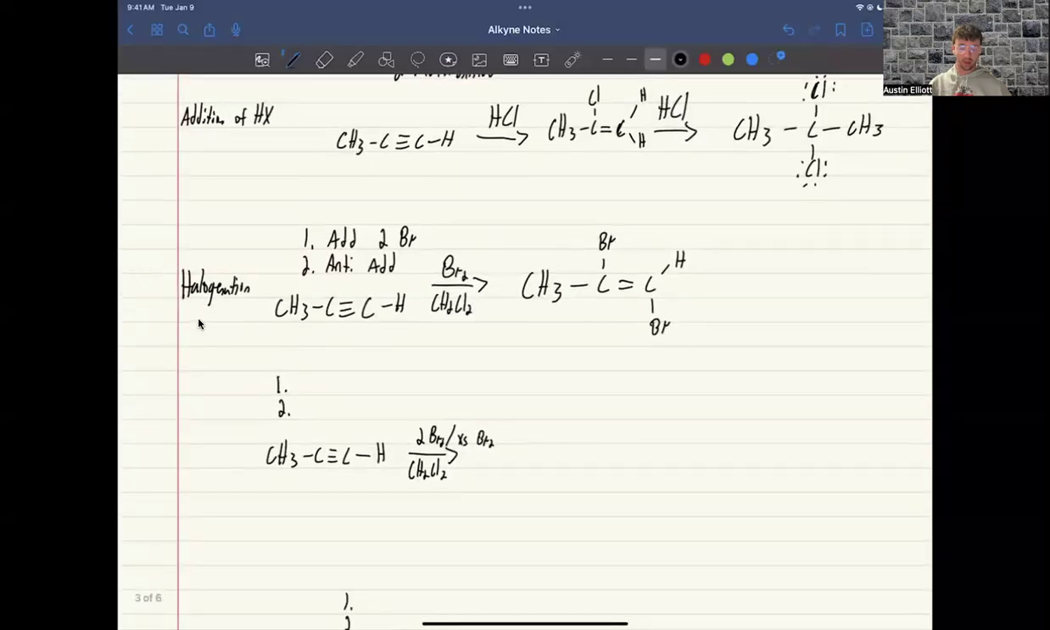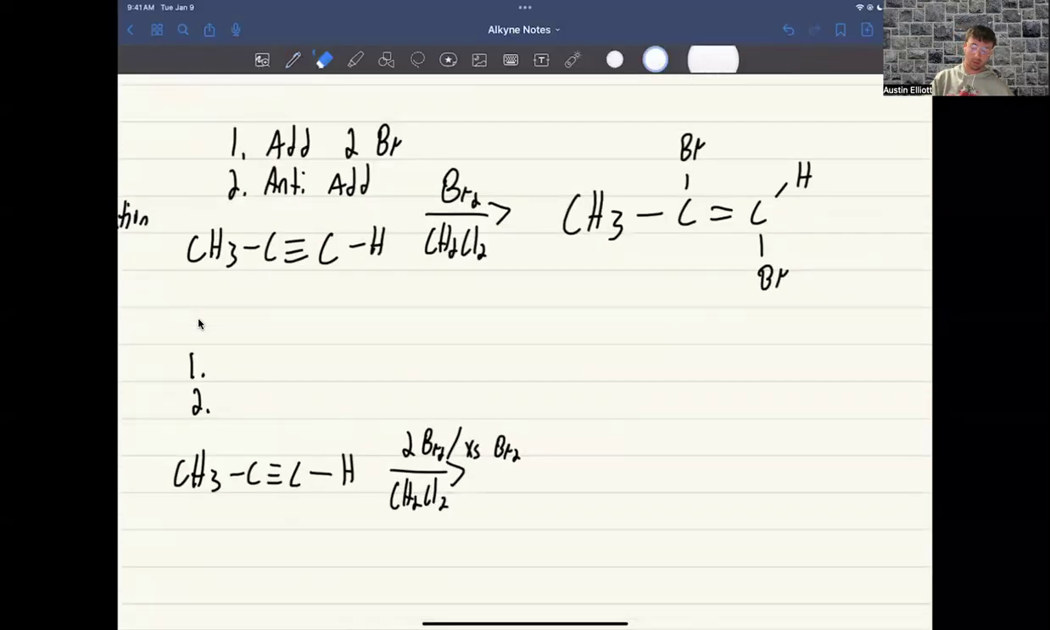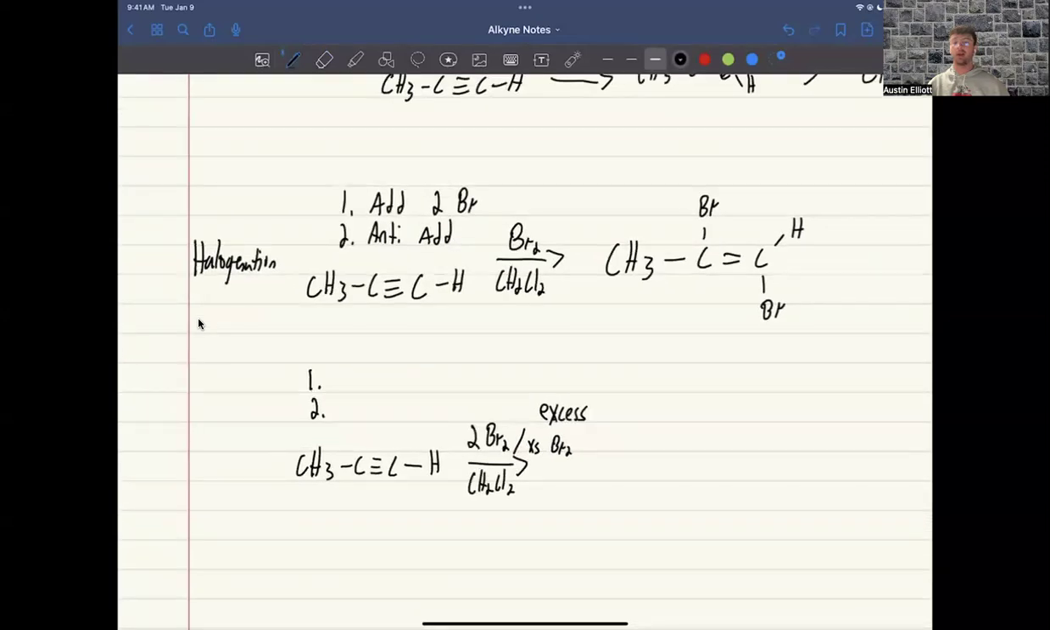So now if we look at the next one, this one is very similar. So I'll rewrite this a little more clearly. 2 Br2, or XS, excess Br2. So what that means is that there is plenty of bromine floating around in the reaction, so you don't have to worry about running out or anything. So it would automatically add four Br's, or four bromines in this case. Two Br2s gives us our four.